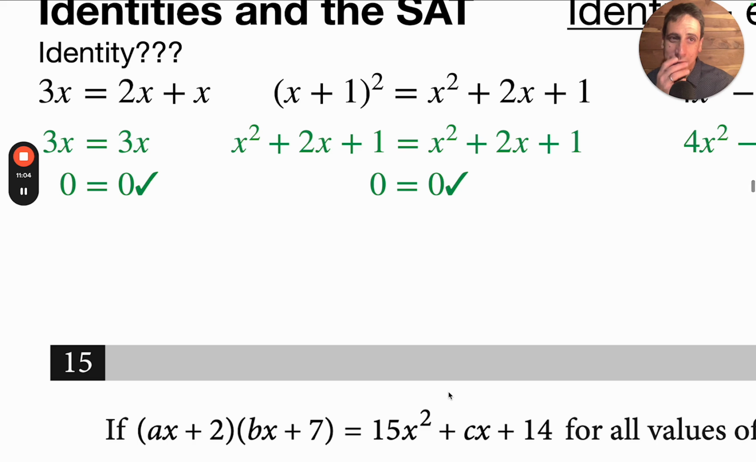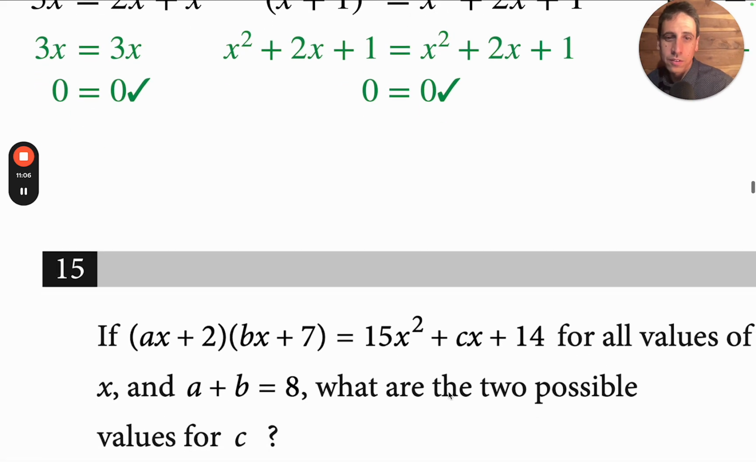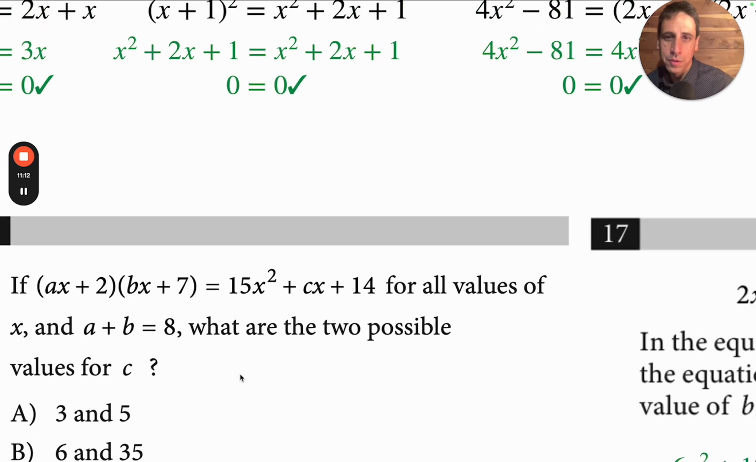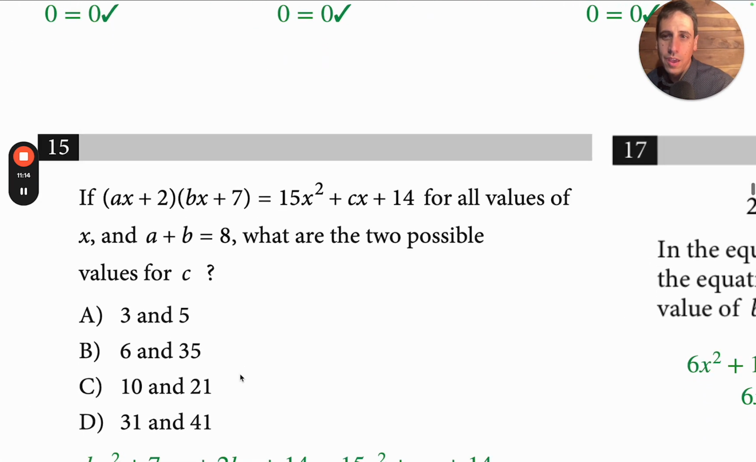So what could this look like on the SATs? Here's a screenshot of a SAT question. This is going to be tricky, so hang with me. If ax plus 2 times bx plus 7 is equal to 15x squared plus cx plus 14, for, everyone say it with me, for all values of x, that means identity. And a plus b equals 8. What are the two possible values for c? Whew, what is going on? There's so many letters here. I don't know what to do.